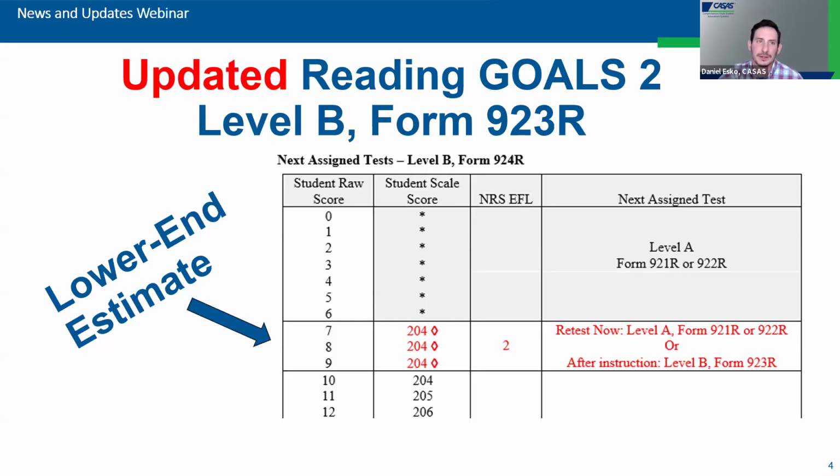A student would have to be given a testing session to retest, but they would need to move down a level. Since this was level B, they would need to move down to a level A. If you did accept the score, and they then proceed to receive instruction, and then after instruction you want to post-test them, the next assigned test would say to keep them at this current level. So keep them at level B and just give the parallel test form.